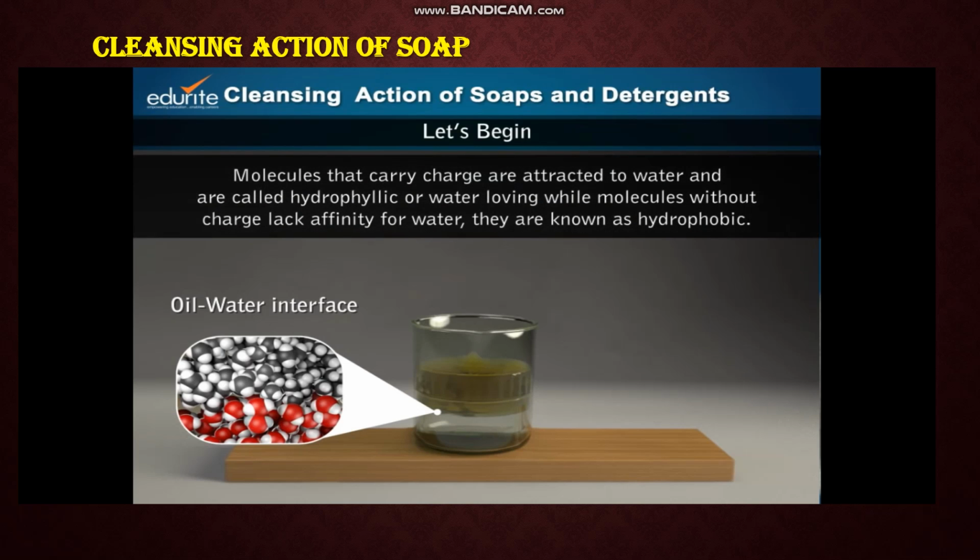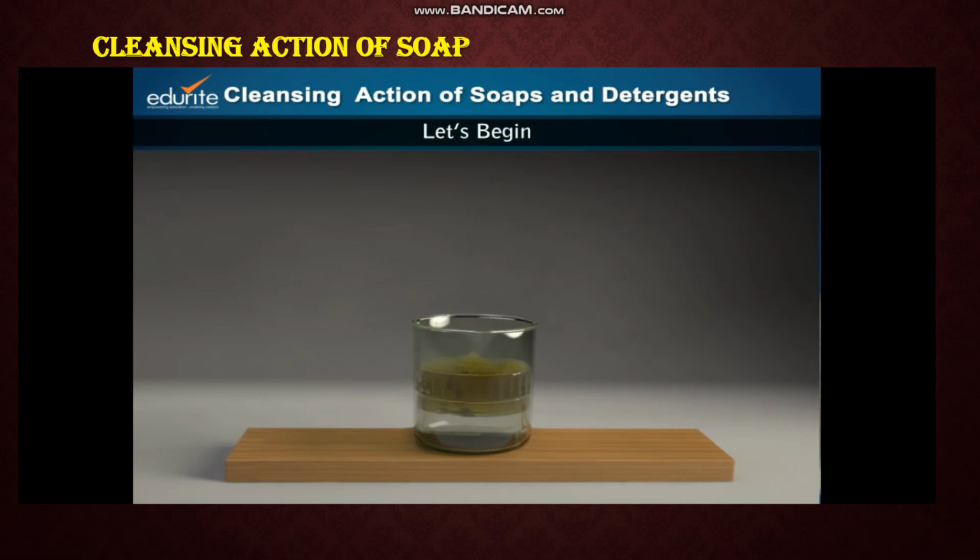Molecules that carry charge are attracted to water and are called hydrophilic, or water-loving, while molecules without charge lack affinity for water. They are known as hydrophobic. Oil is a hydrophobic liquid. If a mixture of oil and water is agitated vigorously for a sufficient period of time, an emulsion is obtained. The emulsion consists of minute droplets of oil dispersed in water.